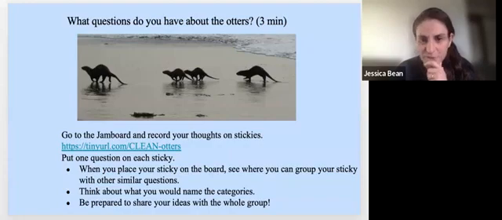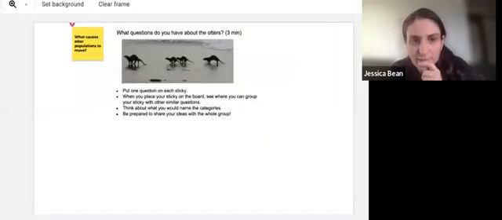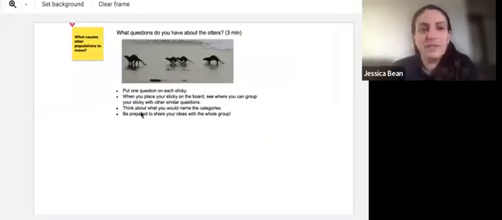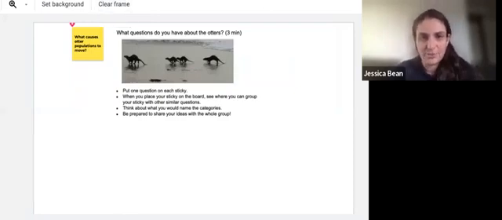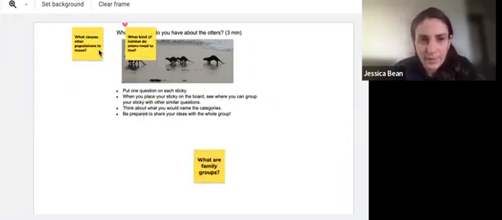I'm going to flip over to the Jamboard. All right. So I see one question so far. What causes otter populations to move? See, people are still logging in. Okay, great. And I see, what are family groups? What kinds of habitat do otters need to live? Awesome.